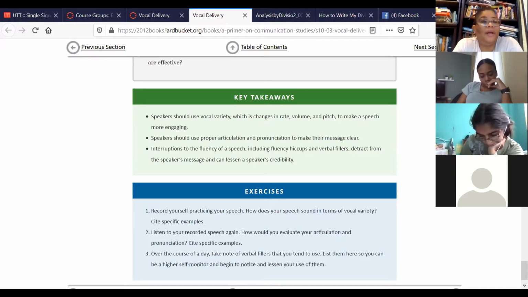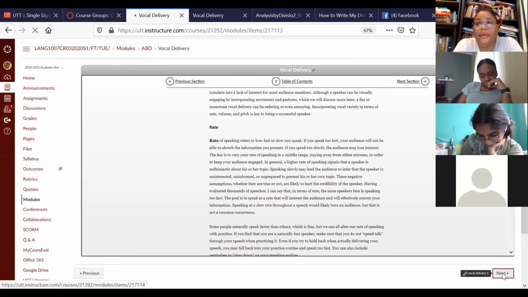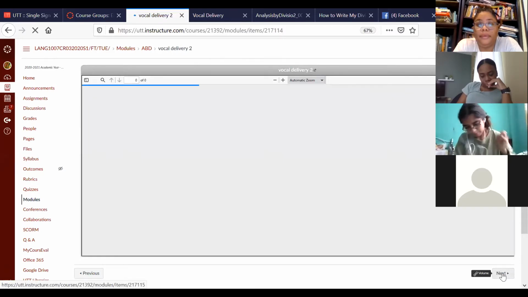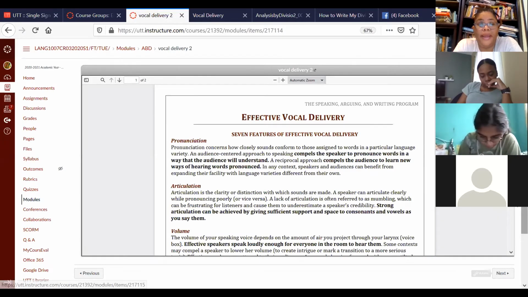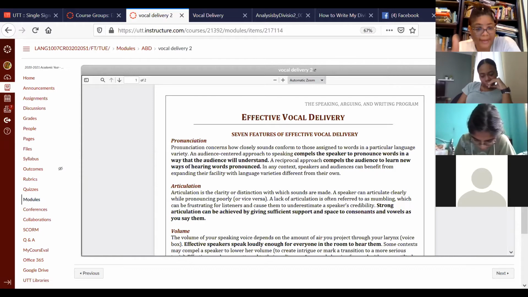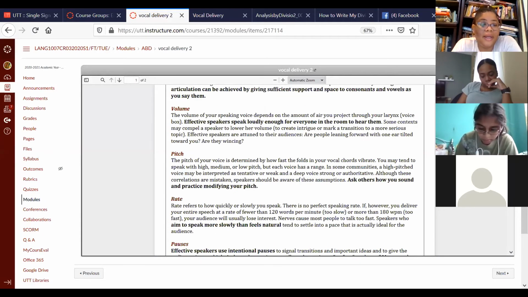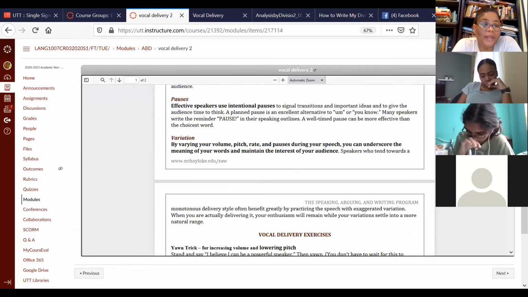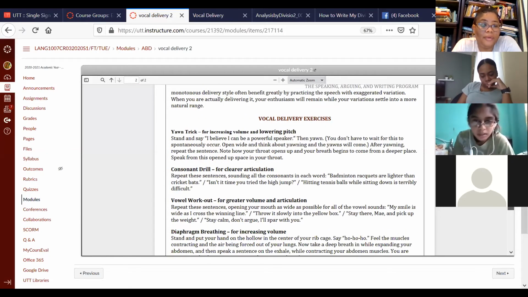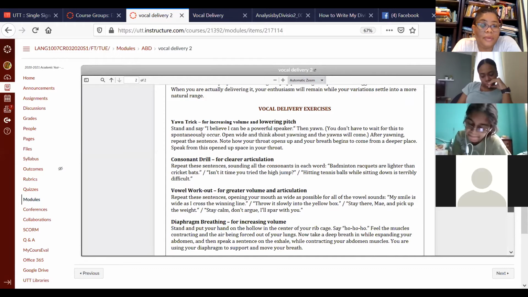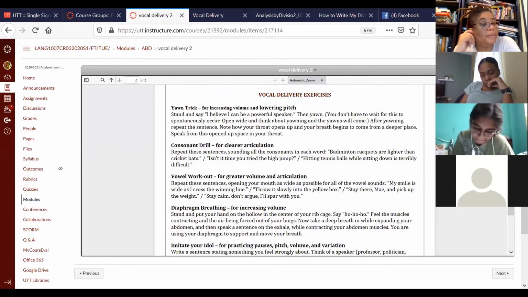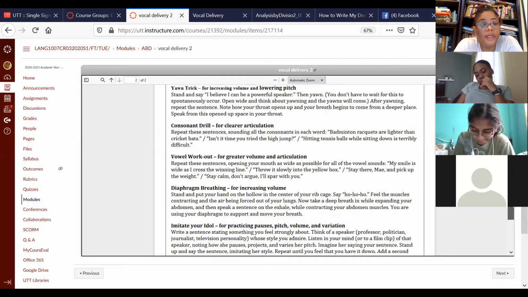Any questions so far? I think I have one more thing on vocal delivery. This repeats it in a shorter form. So this is like a lovely little cheat sheet, and it also gives you some exercises you can do to improve your formal speaking.